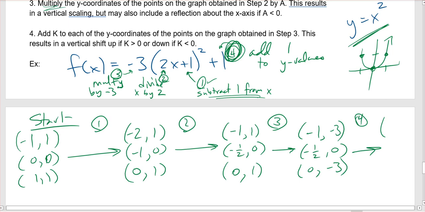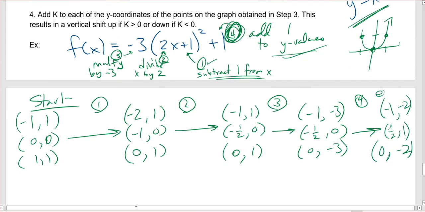So add 1 to the y values. We're adding 1 to the y values. Sorry about that. So -1 here, add 1 to the y value, we get -2. -1/2, add 1 to the y value, we get 1. It's kind of screwy looking. So we've got -1/2, comma 1, right? We moved it up 1 unit, and then 0 goes with -2, so up 1 unit. So we've ended here.